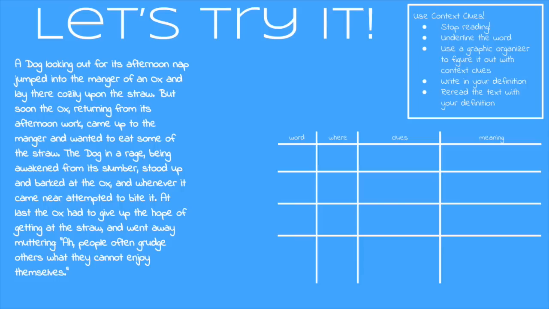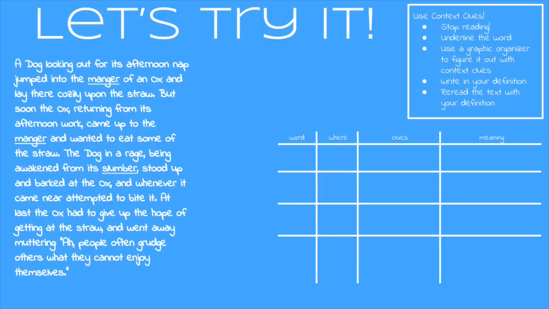A dog, looking out for its afternoon nap, jumped into the manger. That's a new word for me. I'm going to underline it. Of an ox, and lay there cozily upon the straw. But soon the ox, returning from its afternoon work, came up to the manger, going to underline it again, and wanted to eat some of the straw. The dog, in a rage, being awakened from its slumber, that's a new word, stood up and barked at the ox, and whenever it came near, attempted to bite it.